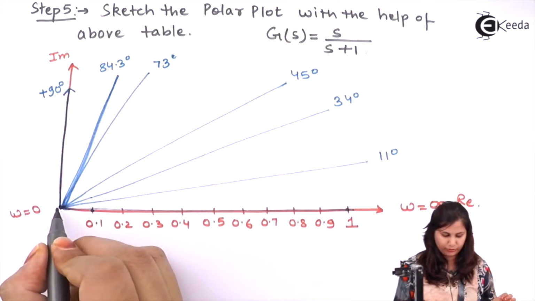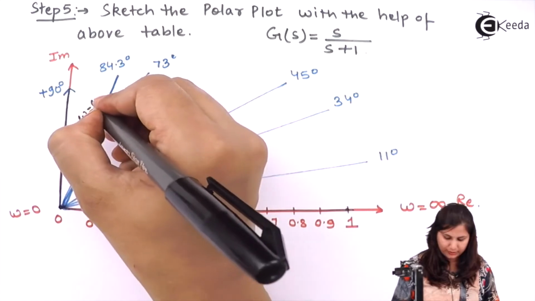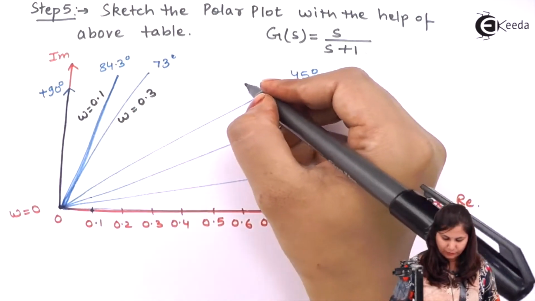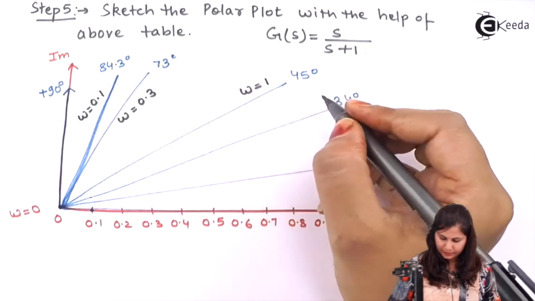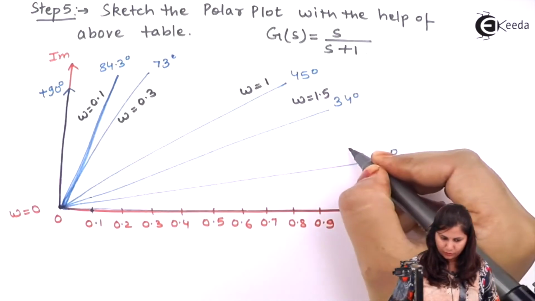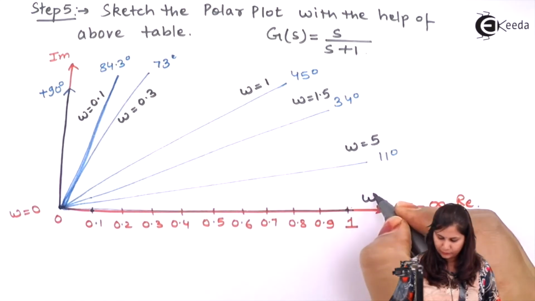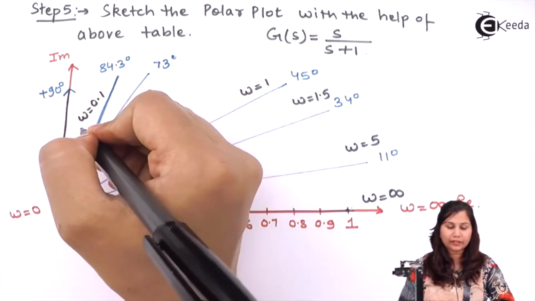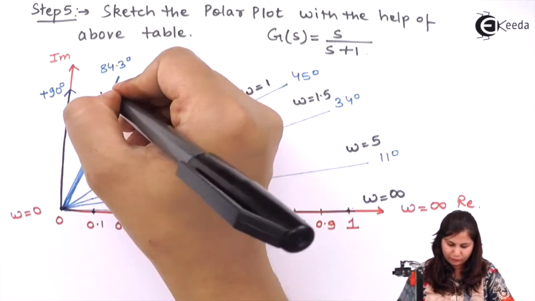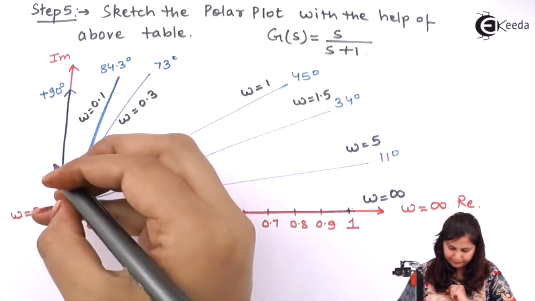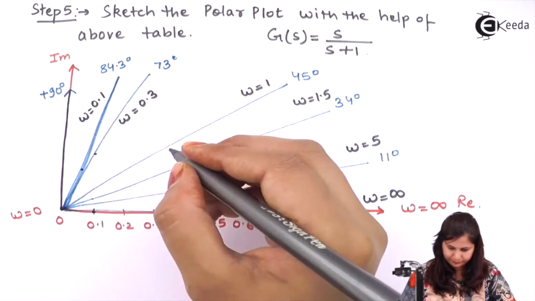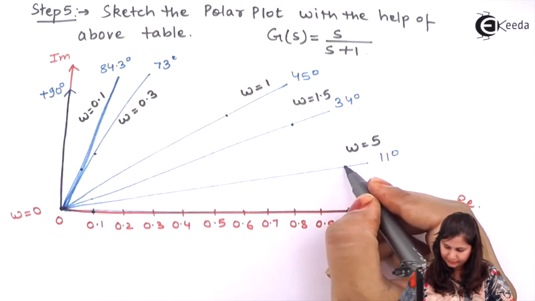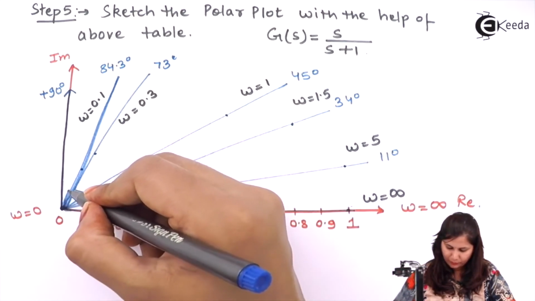Now write the frequencies on these radial lines. This is for omega equals 0. This is for omega equals 0.1. This is for omega equals 0.3. This is for omega equals 1. This is omega equals 1.5. Omega equals 5. And this is omega equals infinity. Plot the points also here. For omega equals 0.1, we were having the magnitude as 0.1 here. 0.98 and 1. So join these points.